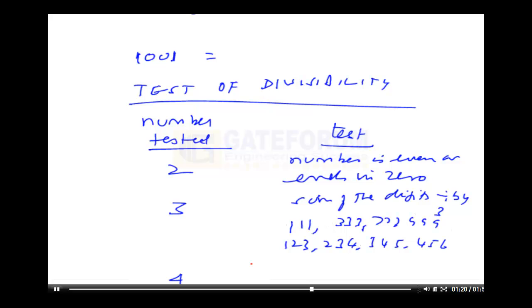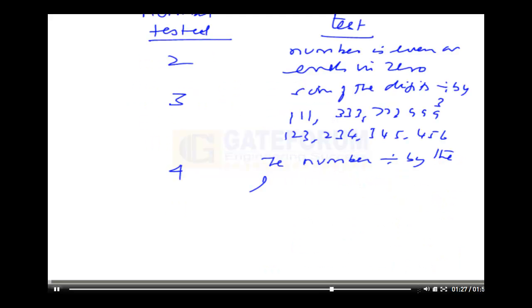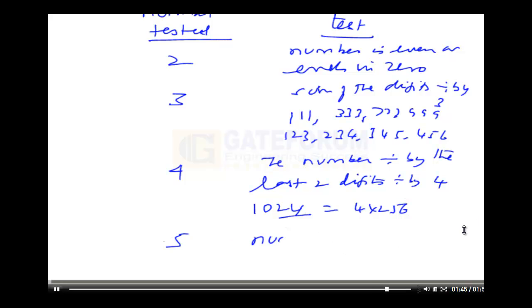Test for 4. The last 2 digits should be divisible by 4. If we have 1024, it is 4 into 256. 24 divides, so the entire number divides, because 4 divides every hundreds and thousands. 5, very simple. The number ends in 5 or 0.